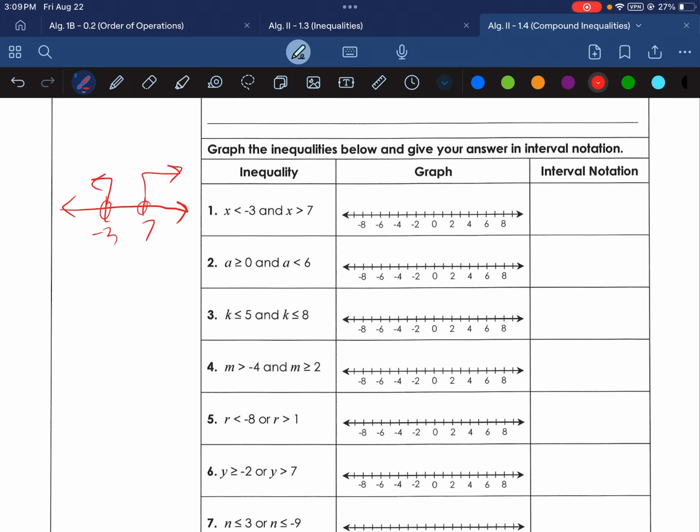However, that does not look like an AND graph. AND graph, we want where both scenarios are true. Here, there is no place where both scenarios are true. A number cannot be less than negative 3 and greater than 7 at the same time. That's impossible for it to happen. It's one or the other. So when we go to graph here, we say, actually, we can't graph because this is really no solution. This is really, once again, no solution, because our solution for AND graphs is where both are true.